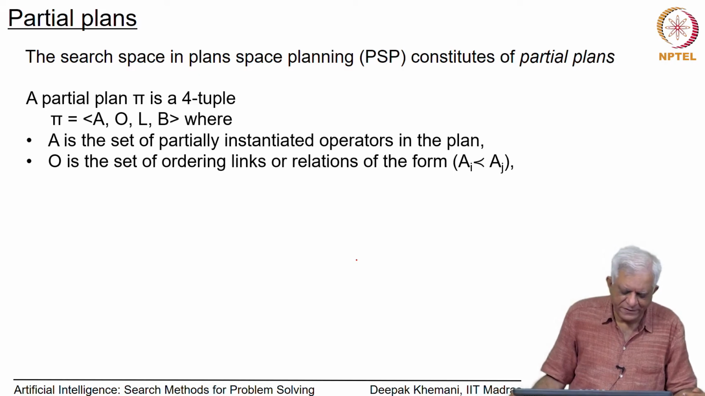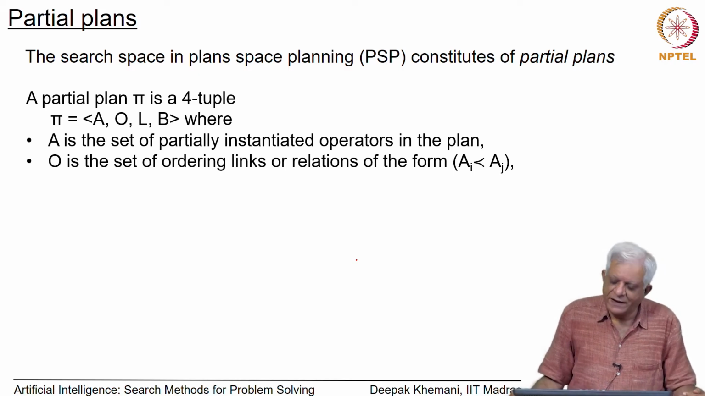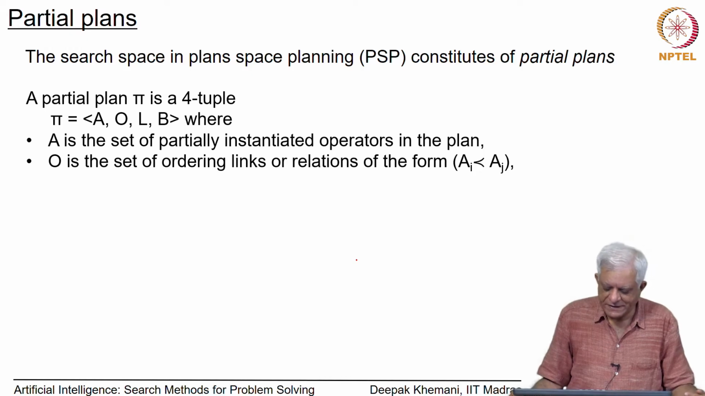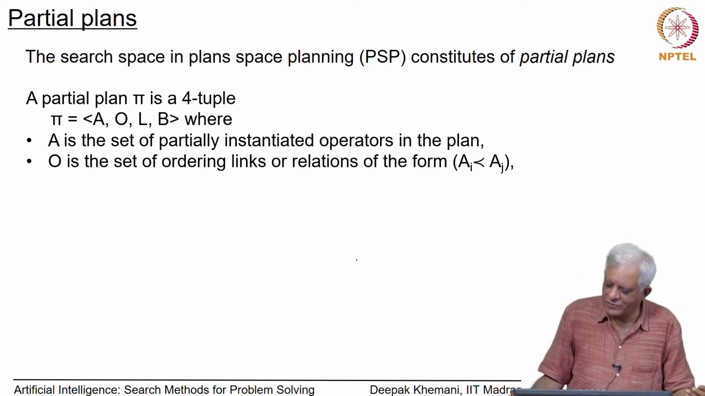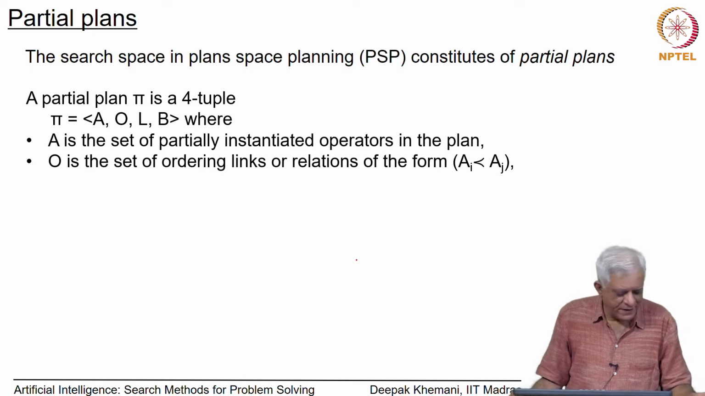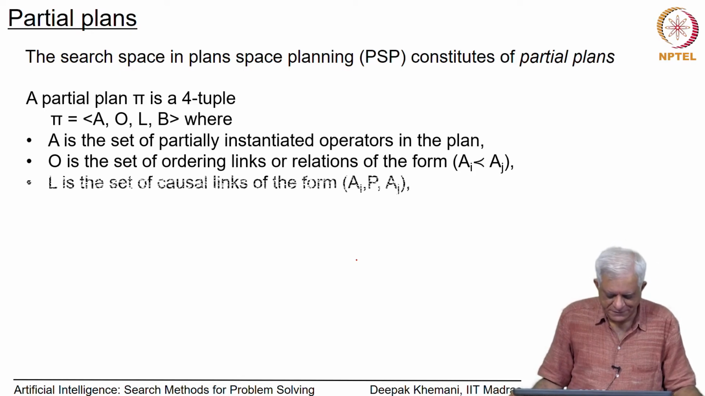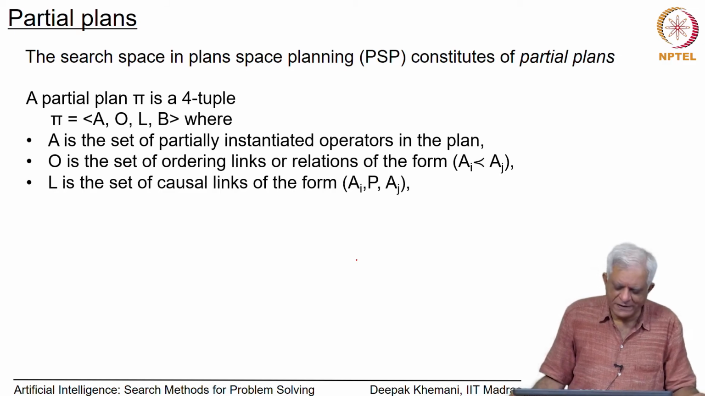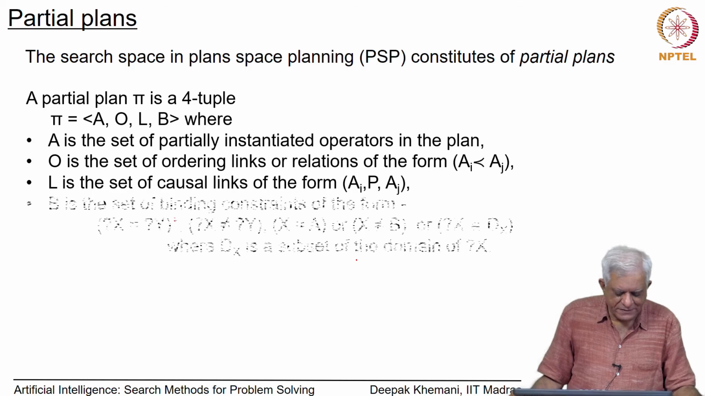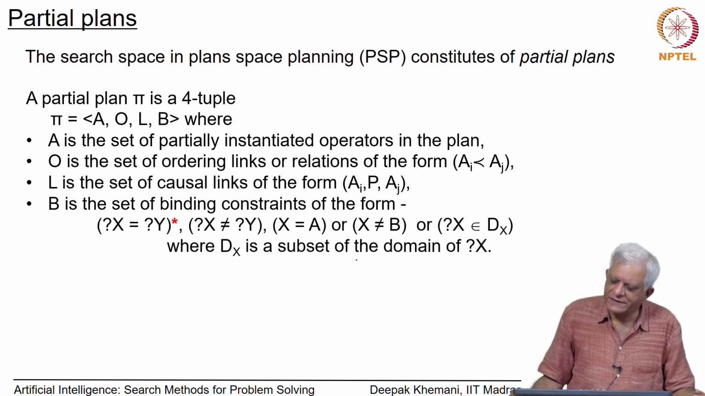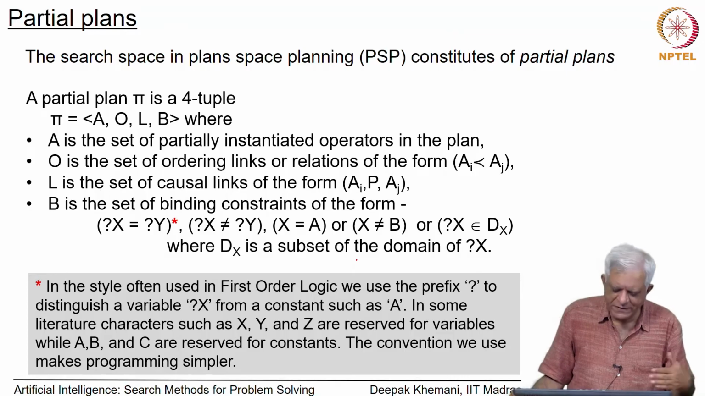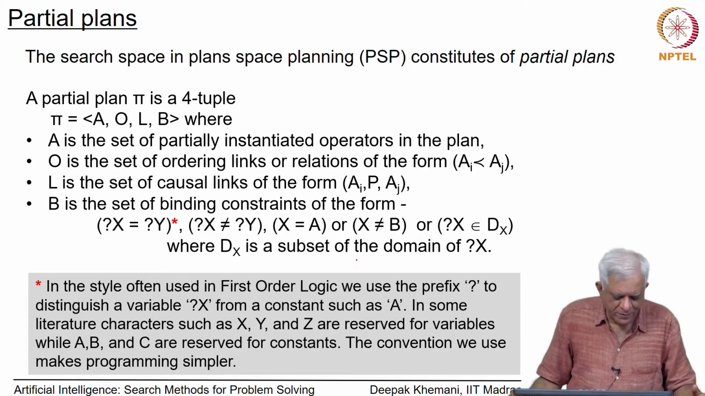We separately assert which actions come before which other actions, and that is specified by something called ordering links. Here we have an example of A i being before A j, or A i preceding A j, and this is said explicitly in the partial plan. Then there is a set of causal links. The causal links are as follows: there are two actions A i and A j, and a predicate P, and we say that A i produces P and it is consumed by A j. We will look at this in a little more detail in a moment.